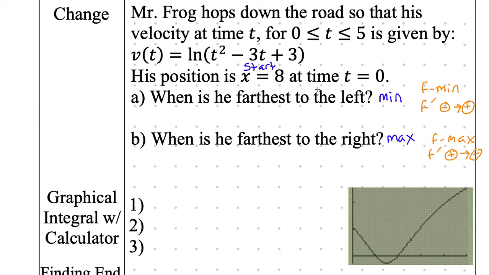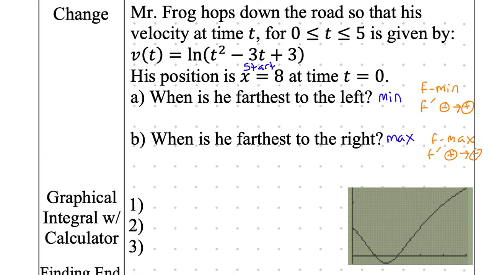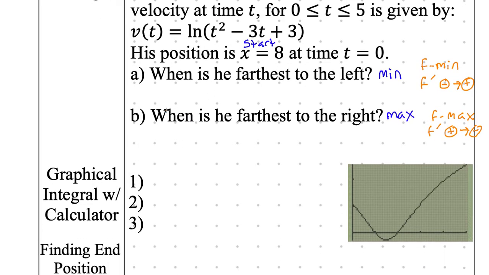So when I'm doing farthest to the left, I'm really looking for the minimum value. So where does it go from a negative to a positive? If we look at our graph, oh, there it is. It might be there. But it could be somewhere else too. And we have to be really careful about this. So we don't know. So let's come down here. Let's skip ahead. We're going to come back and answer A and B.